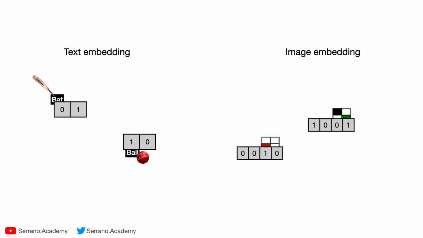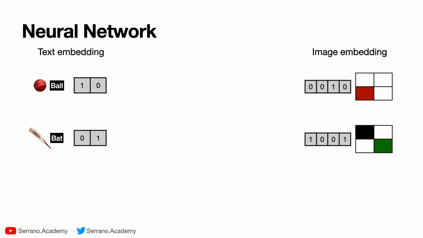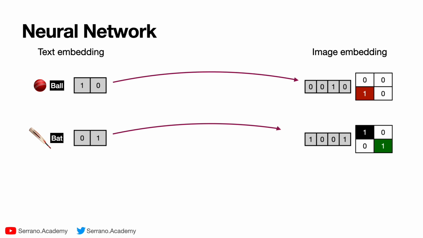Let me show you how. So on the left, we have ball with coordinates 1, 0 and bat with coordinates 0, 1. And in the image embedding, ball has coordinates 0, 0, 1, 0 because, as I said, I'm reading these numbers like a page of letters, so 0, 0, 1, 0. And the bat has coordinates 1, 0, 0, 1 because I'm reading them from left to right, from top to bottom. And what I need is a neural network or a map that sends 1, 0 to 0, 0, 1, 0 and 0, 1 to 1, 0, 0, 1.